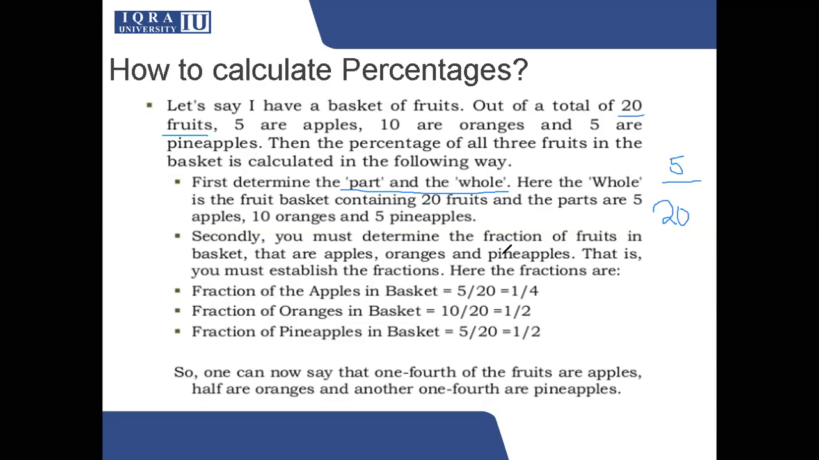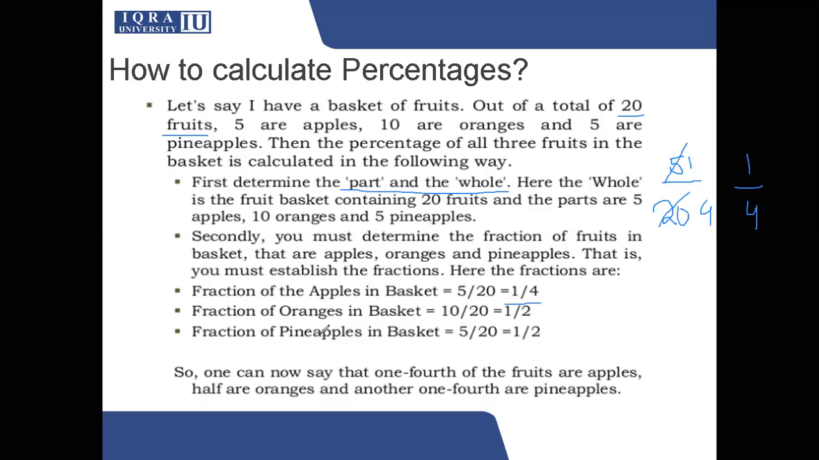Secondly, you must determine the fraction of fruits in the basket. This is, for example, the fraction for the apples, right? So the fraction for the apples is 5 by 20, right? Like I have 20 whole fruits, and out of them 5 are apples. So this is the fraction. And now I have to further reduce this. You can think of it as a ratio, and you have to reduce this. 5 ones are 5, 5 fours are 20. So what do you get? 1 by 4, right here, right?